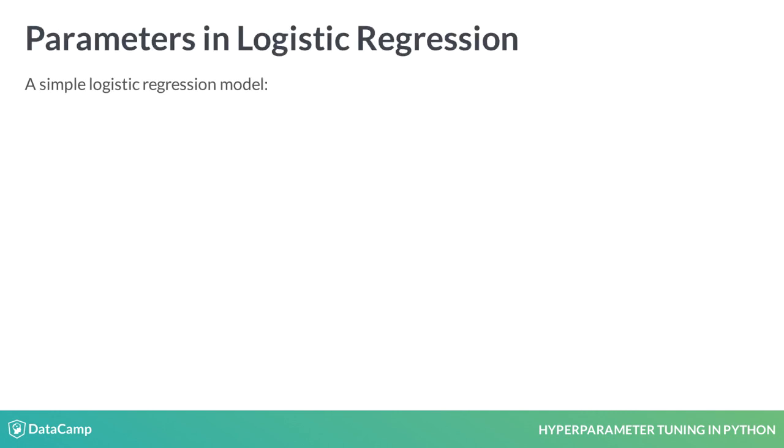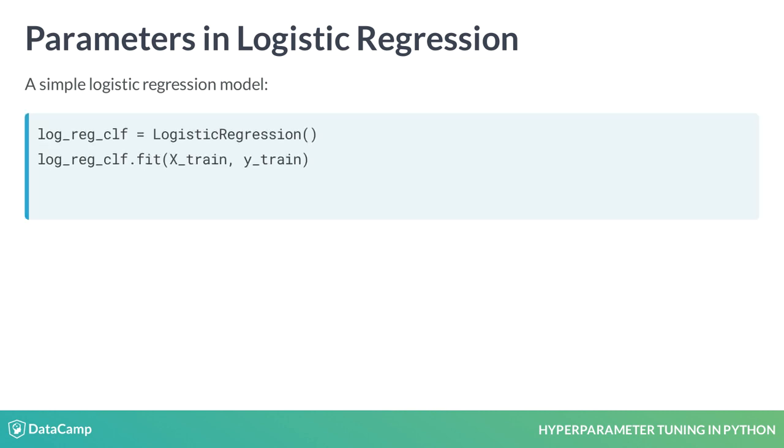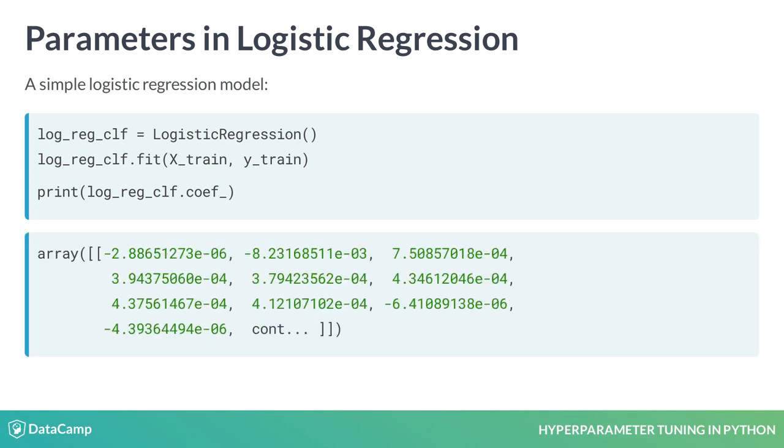To make this concrete, consider a simple logistic regression model. We create the estimator and fit to the data with default settings. Since the logistic regression model is a linear model, we will get beta coefficients on our variables. These are found in the coef_ property of our logistic regression object. However, if we print these out, we can see it is a bit messy.